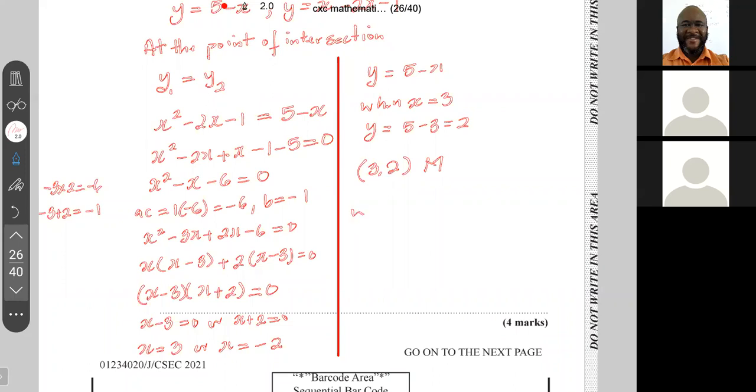Now, when x is equal to minus 2, y is equal to 5 minus minus 2, which is 5 plus 2. This is what? 7. So (-2, 7) is the next point of intersection. I'm guessing we can then call that N. So these are the steps you would take to determine the point of intersection of two graphs, using the fact that at the point of intersection, y1 is equal to y2.